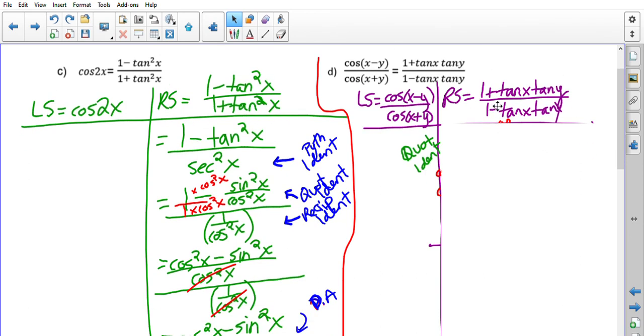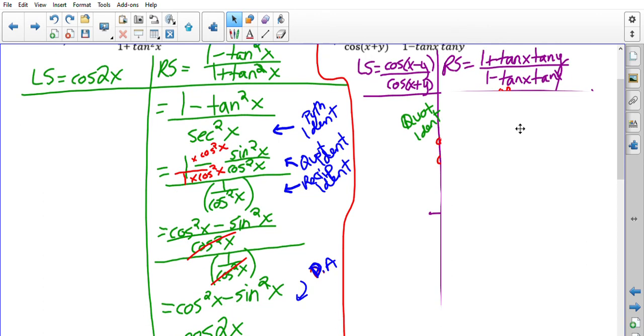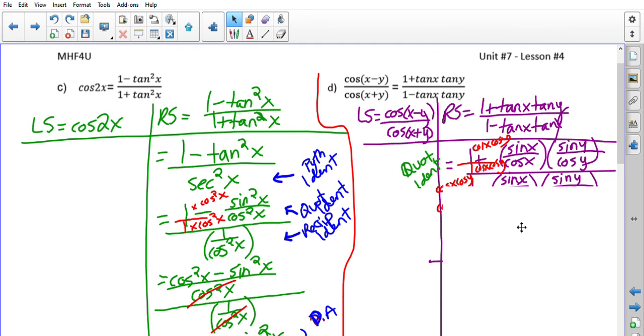So I decided to work with the right side. It was dealing with tan. So this is what I decided to do. Okay, so I know it looks a little busy here. So I rewrote the numerator, 1 plus tan x tan y. So I'll just look at the numerator here. I decided to rewrite tan x and tan y in terms of sine and cos. Okay, so I used the quotient identity. So I did 1 plus sine x over cos x times sine y over cos y.